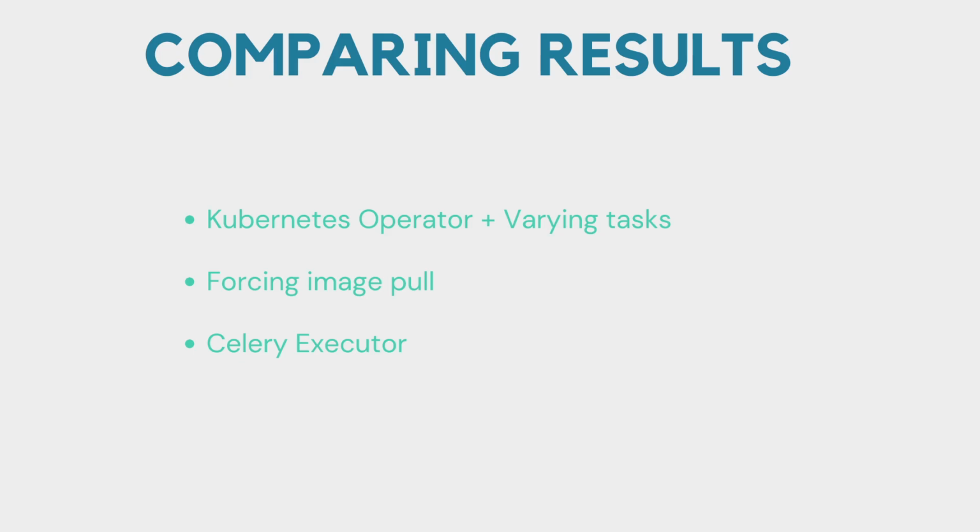Now let's compare the results. Using Kubernetes operator and then varying the max task, we saw that the pods were spinning up very quickly, but there was also an overhead with container creation. Forcing image pull actually didn't make much of a difference in our use case because the image was pretty small and pulling it down didn't add a lot of overhead. This was true for our use case, but whenever you have a huge image, it's always going to be easier to have it cached rather than pulling it on each and every run.